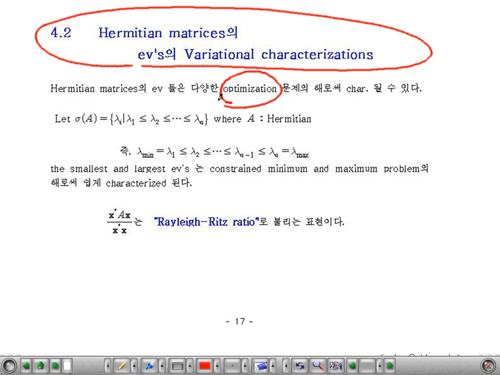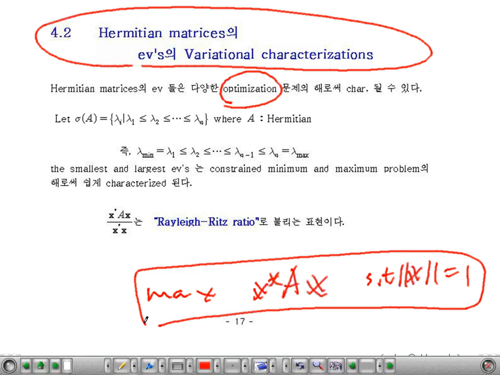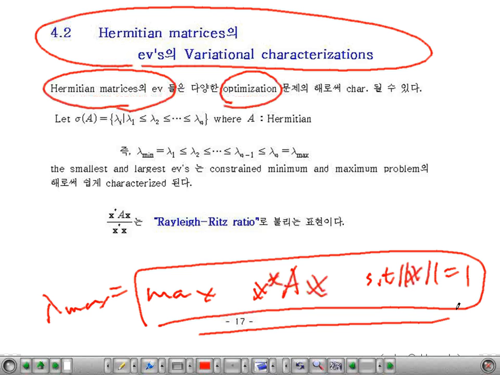As you saw before, you have found the maximum of x star Ax such that something like this. And this is one of the optimization problems. You found it. This is the largest eigenvalue, isn't it? So the eigenvalues of a Hermitian matrix can be characterized as a solution for many optimization problems.